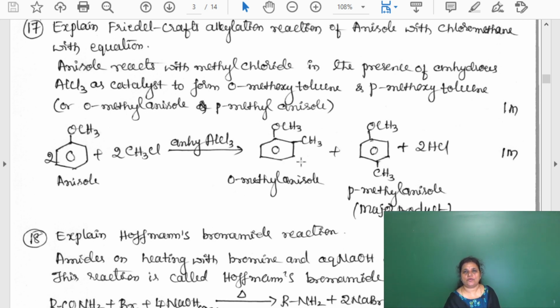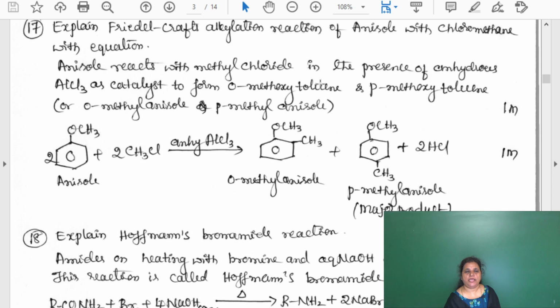Here, you can take anisole as the root word or toluene as the root word. If you take anisole as the root word, the methyl group becomes the substituent. If you take toluene as the root word, the methoxy group will be the substituent.